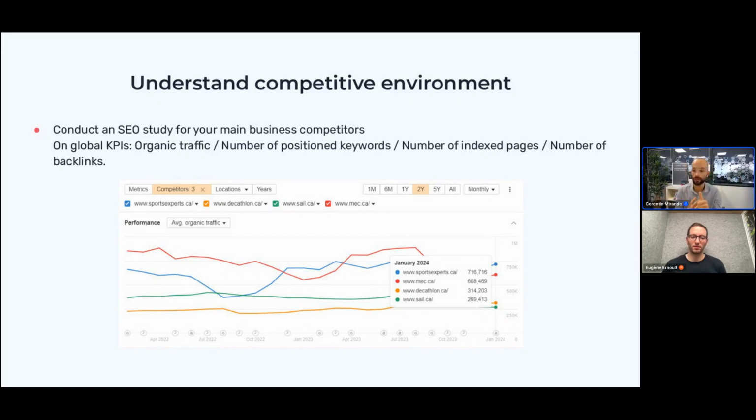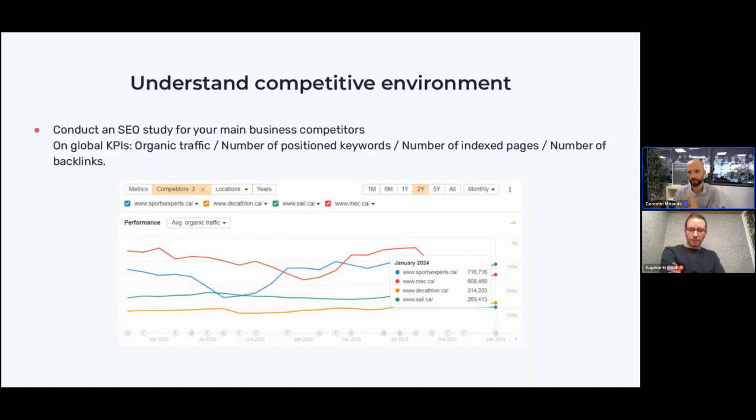Because if they have lots of keyword positions, that means that they're pretty good on content. If they have lots of pages, that means that they're really good on technical. If they have lots of backlinks, that means that they are pretty good on authority and on netlinking. So that can give you some first tips or first hypotheses that you of course will need to confirm afterwards. Yet it's really, really interesting, and it's easy to do. So here in like 2 seconds, if I am Decathlon, for example, I can say, okay, I have 3 competitors and that's what they do.